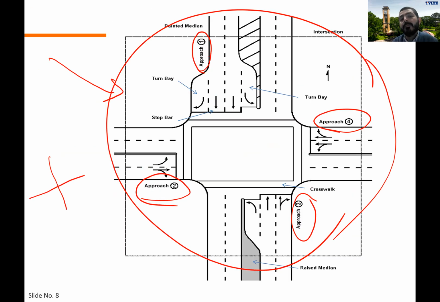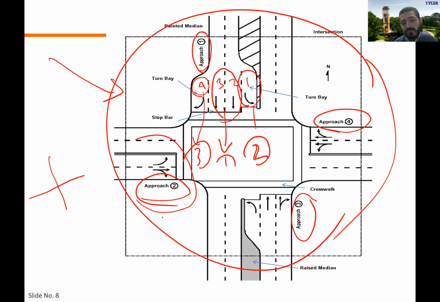For example, let's study approach one. Approach one has a total of 1, 2, 3, 4 lanes. But how many lane groups? Actually, I have 3 lane groups. Two lanes here, lanes 2 and 3, are going through. So that's one group, and there is a designated left turn, which is a second group by itself. The group can have one lane, 2 lanes, or 3 lanes, and I have a designated turn bay for the right lane here. That's a third group.